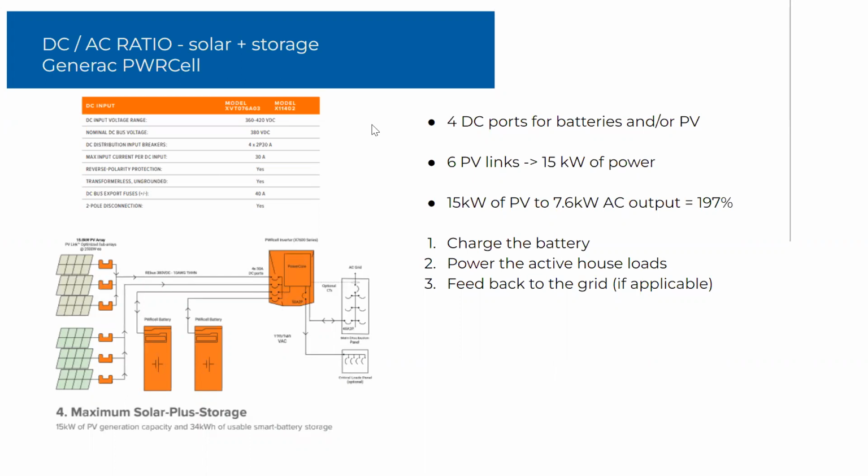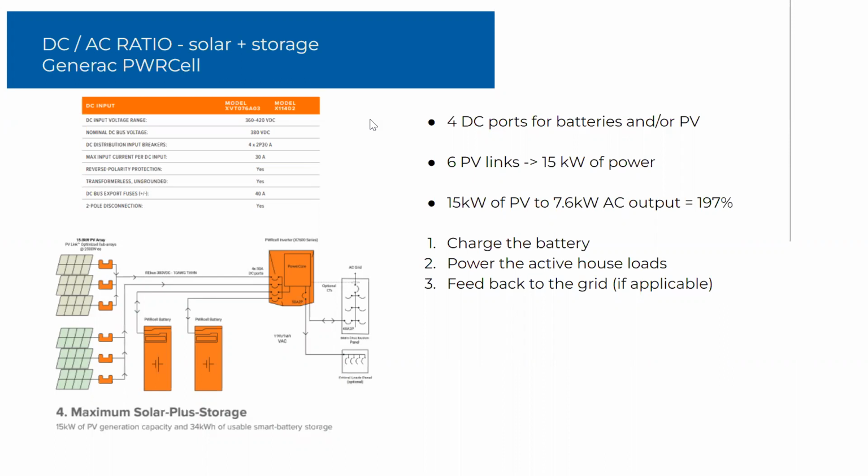So how does this work? The solution is cool because it has 4 DC inputs, and you can either do, in this case, we're using 2 of the ports for PV and we're using 2 of the ports for batteries. So this would be maxed out in this case with 15 kilowatts of PV and 36 kilowatt hours of storage. So again, this is a 7.6 kilowatt inverter and it's 15 kilowatts of PV.